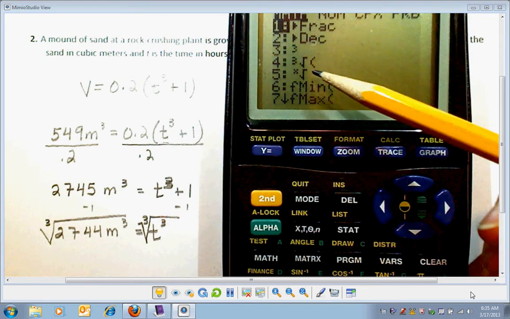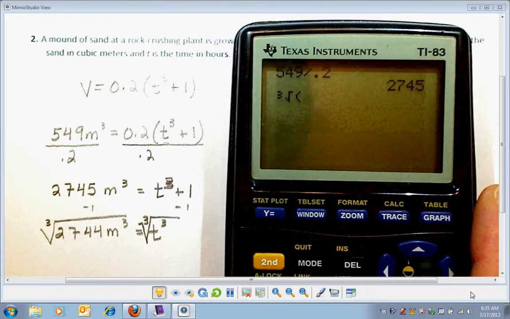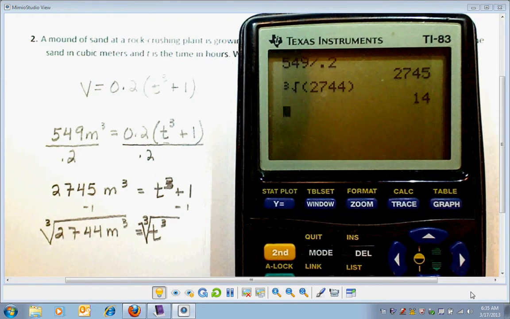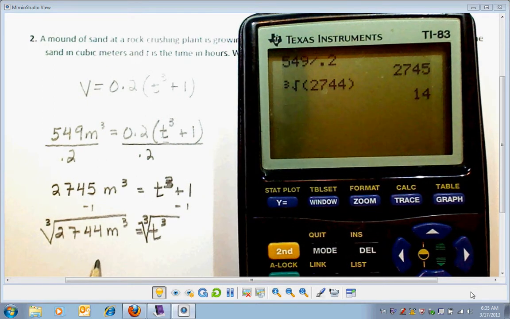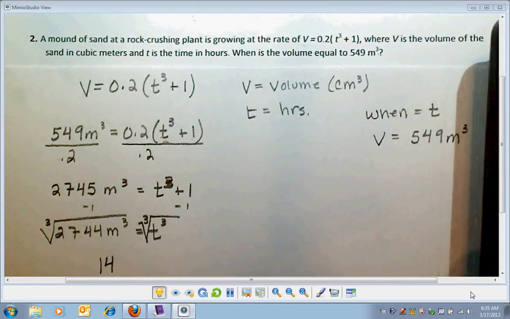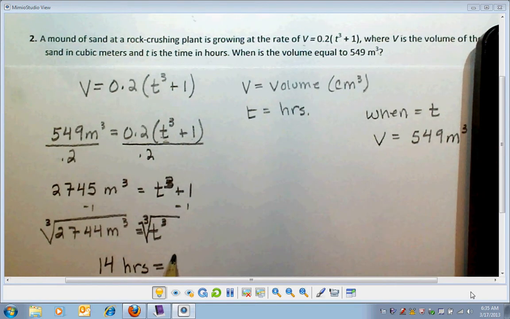I'm going to go to math, and I'm going to pick number 4 for the cube root, and I'm going to put in 2,744. Always get in the habit of closing your parentheses, and that gives me 14. So that means I have 14 hours, because my units are in hours, is equal to my time.